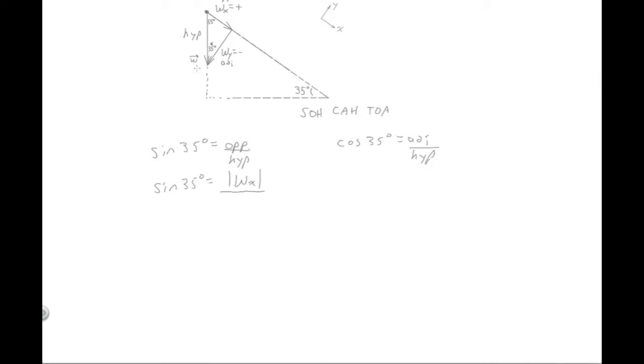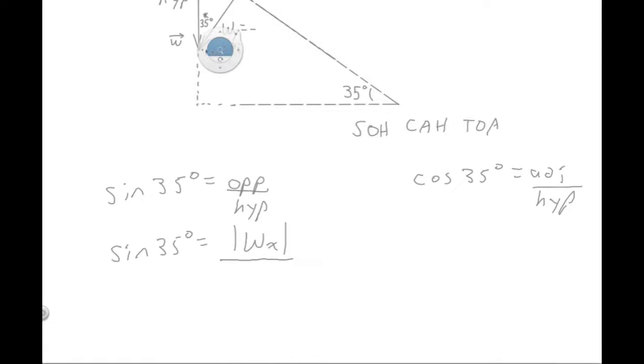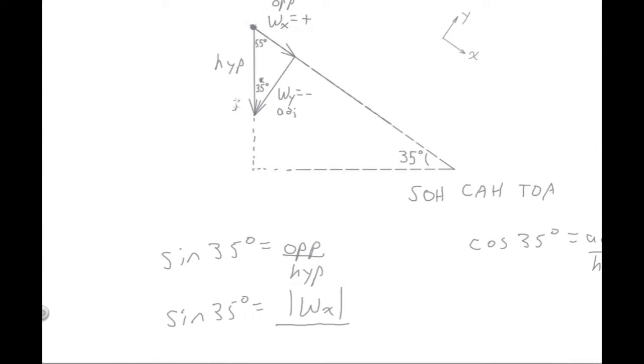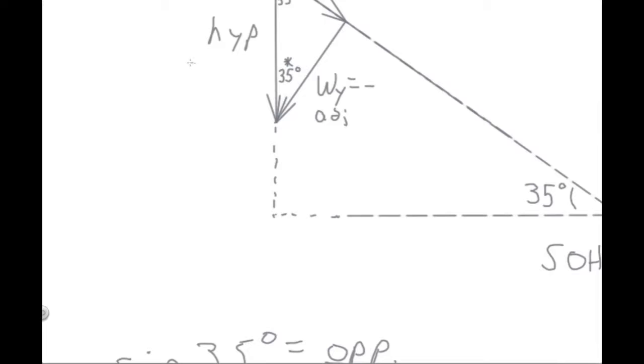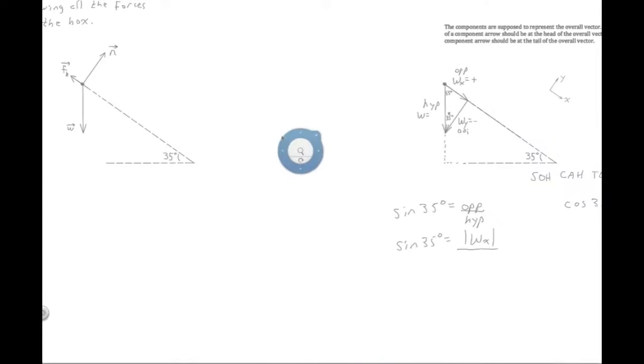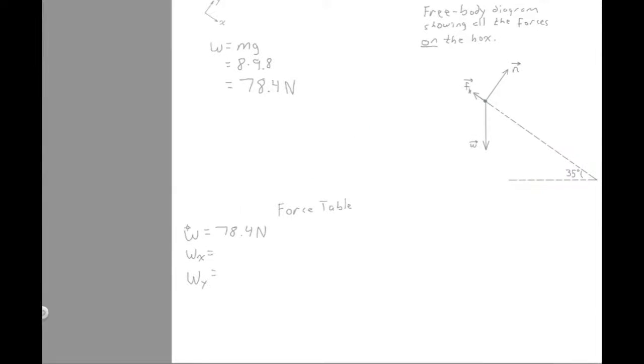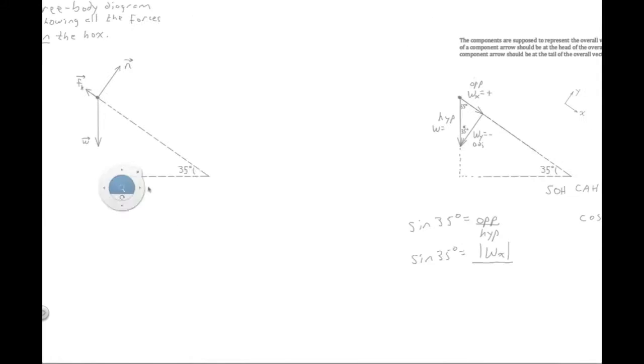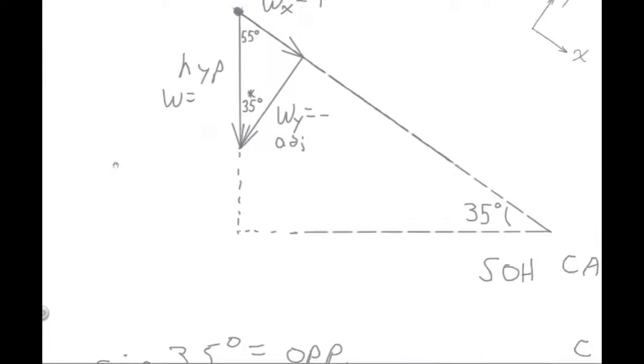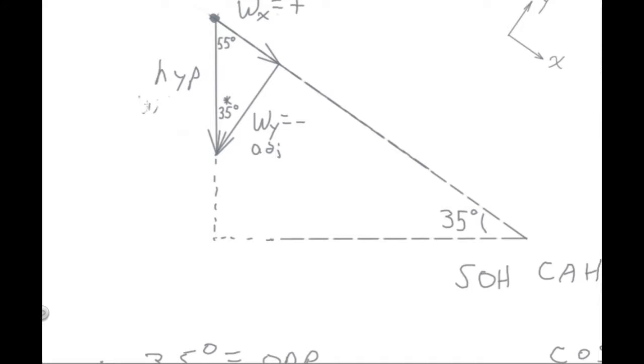The hypotenuse here, well, we should fill in the hypotenuse now because we know a number for that. So let's change this symbol to W, because now I'm just going to write down the magnitude of that weight. We already figured out that the magnitude of the overall weight is 78.4 newtons.